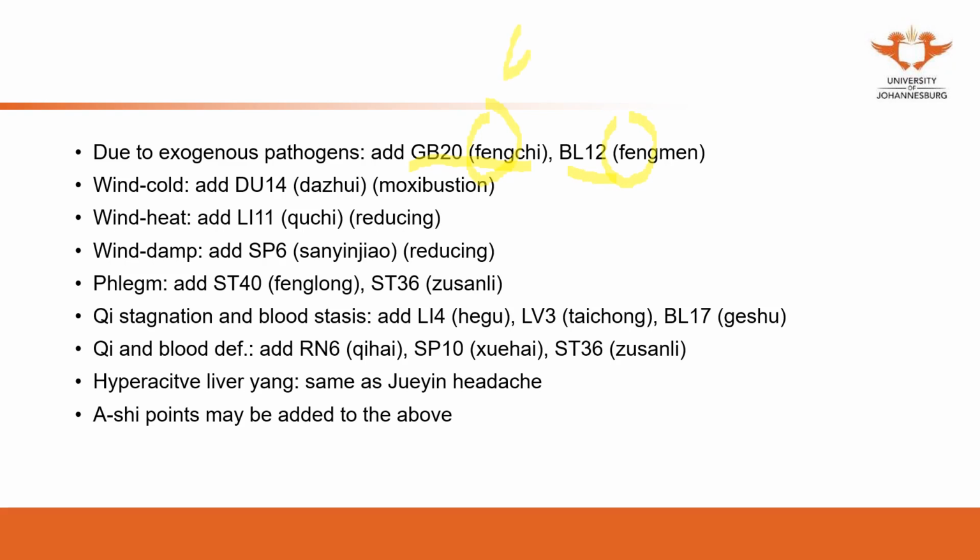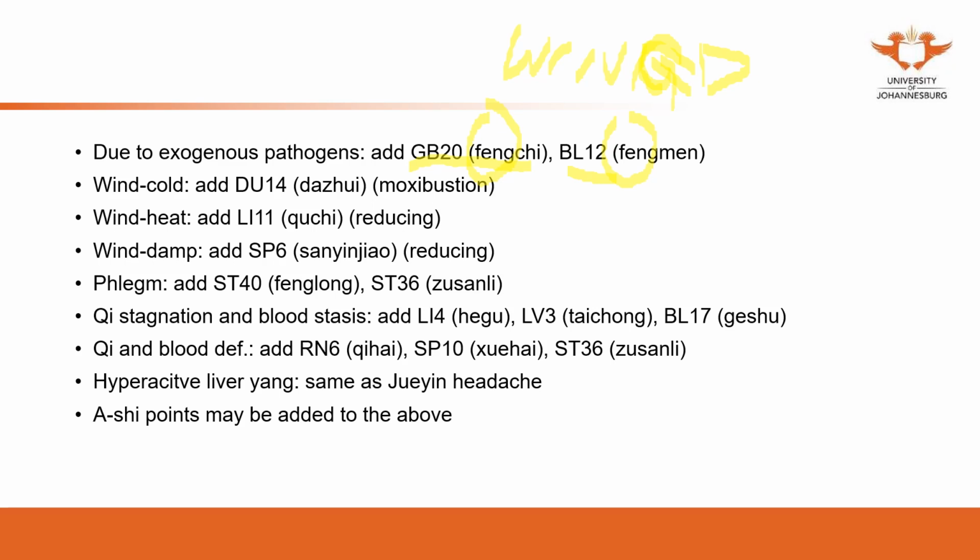F-E-N-G. Feng means the wind. Feng Chi, GB20, the pool of the wind. Du 16, Feng Fu, the mansion of the wind, with the yin and yang. Okay. So wind cold, wind heat, or wind damp.